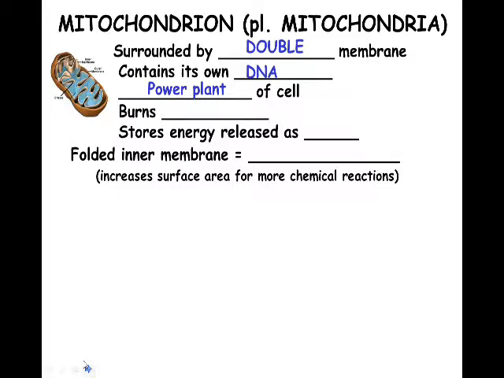Mitochondria are the power plants of the cell. They burn glucose, and they store the energy that's released as ATP. And that folded inner membrane, now remember double membrane, an outer membrane, and that folded membrane inside is called the cristae. Notice that vowel at the end again. That's telling us that it's a plural. And cristae make more surface inside the cell. That's where all the chemical reactions are going to happen to burn our sugar and to make our ATP, inside the mitochondria.